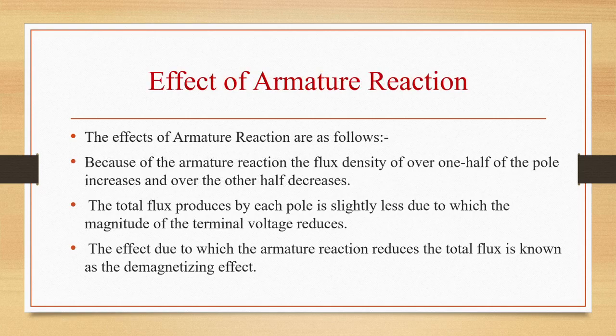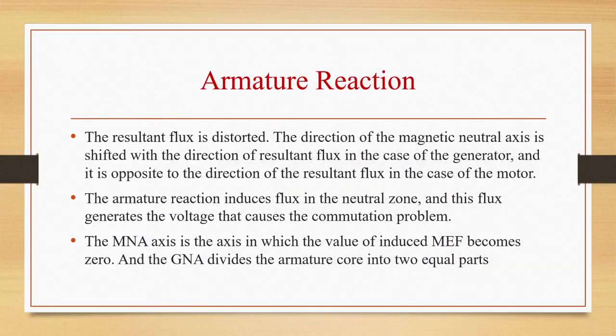Let us see the effects of armature reaction. Because of armature reaction, flux density over one half of the pole increases and over the other half decreases. Total flux produced by each pole is slightly less, due to which the magnitude of terminal voltage will reduce. The effect by which armature reaction reduces the total flux is known as the demagnetizing effect.